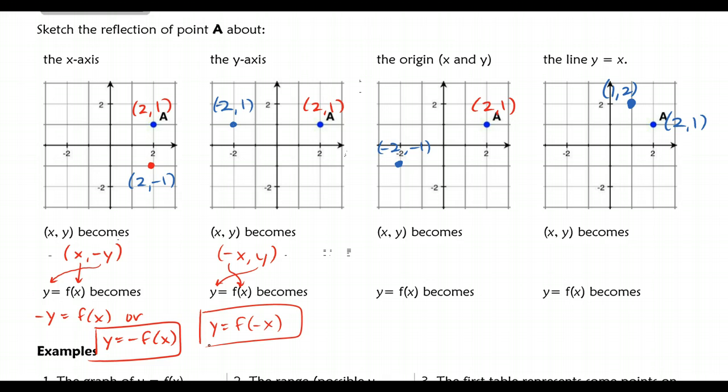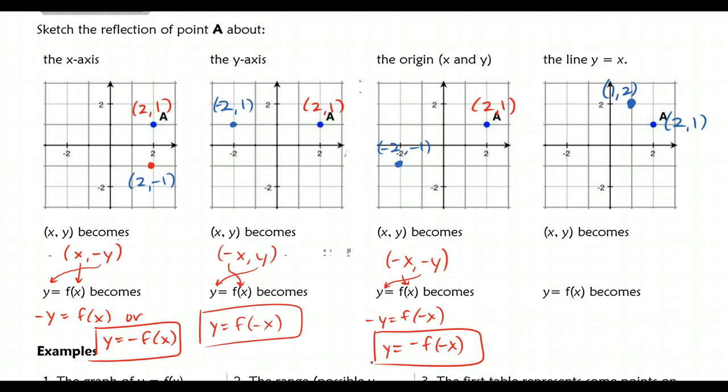When we reflect about the origin, the point 2, 1 became negative 2, negative 1. So the point x, y now becomes negative x, negative y. And by substitution here, let's plug this in. So negative y equals f of negative x. Solving for y, we end up with negative f of negative x.